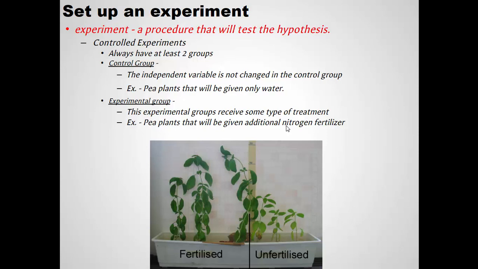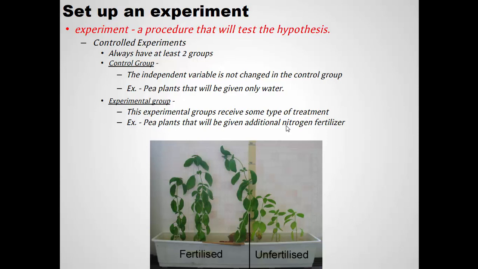So we use controlled experiments to test our hypotheses. And in a controlled experiment, you always have at least two different groups. Call them the control group and the experimental group. What's the purpose of a control group? Why do we need that? To show the difference between the two.